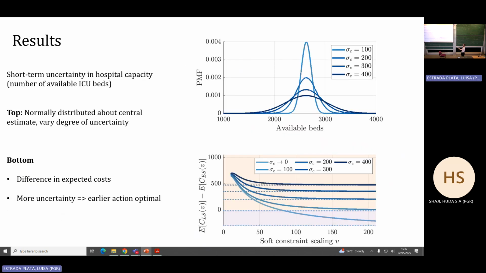And then what happens is here we're computing the difference in expected costs between the two strategies. So above this line, the orange early suppression strategy is better. Below it, the late suppression strategy is better. So what we really want to show is that if we have more uncertainty in our hospital provision, then the earlier action, so the early action to get prevalence low, is more optimal.